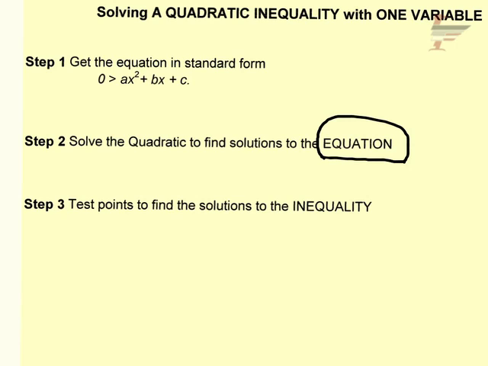Then step 3 is to test some points to find out the solutions of the inequality. Once you have the solutions to the equation, it's really not an equation, so you want to test points to either side of the solutions that you've received to see if it's greater than those answers or less than those answers to make that inequality true. So we will walk through these 3 steps.